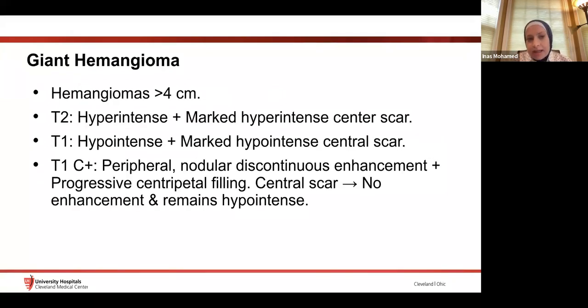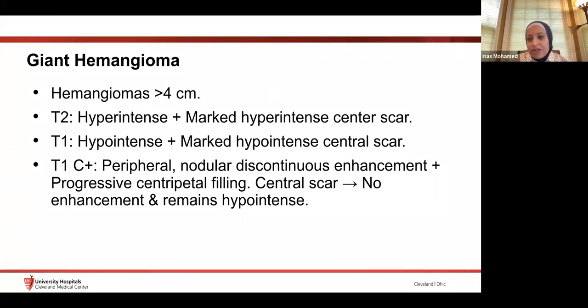There is another subtype, or another imaging appearance. It's called a giant hemangioma. It's actually more than 4 centimeters. It has a central scar, a T2 hyperintense and T1 hypointense scar. Again, the giant hemangioma has the same enhancing pattern: peripheral nodular discontinuous enhancement with progressive centripetal filling. The central scar does not enhance.